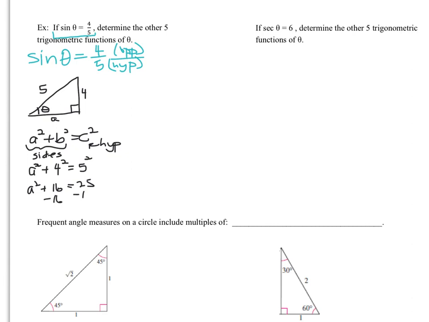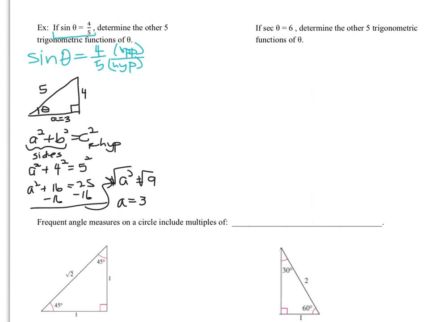If we move 16 over by subtracting, we would get a squared is equal to 9. Take the square root of each side. Now technically a could be plus or minus 3 because it could be positive or negative. However, a side length is never negative. So for this case, we'll keep it as a positive 3 value. And now that we know a equals 3, we can find the rest of our trig definitions.